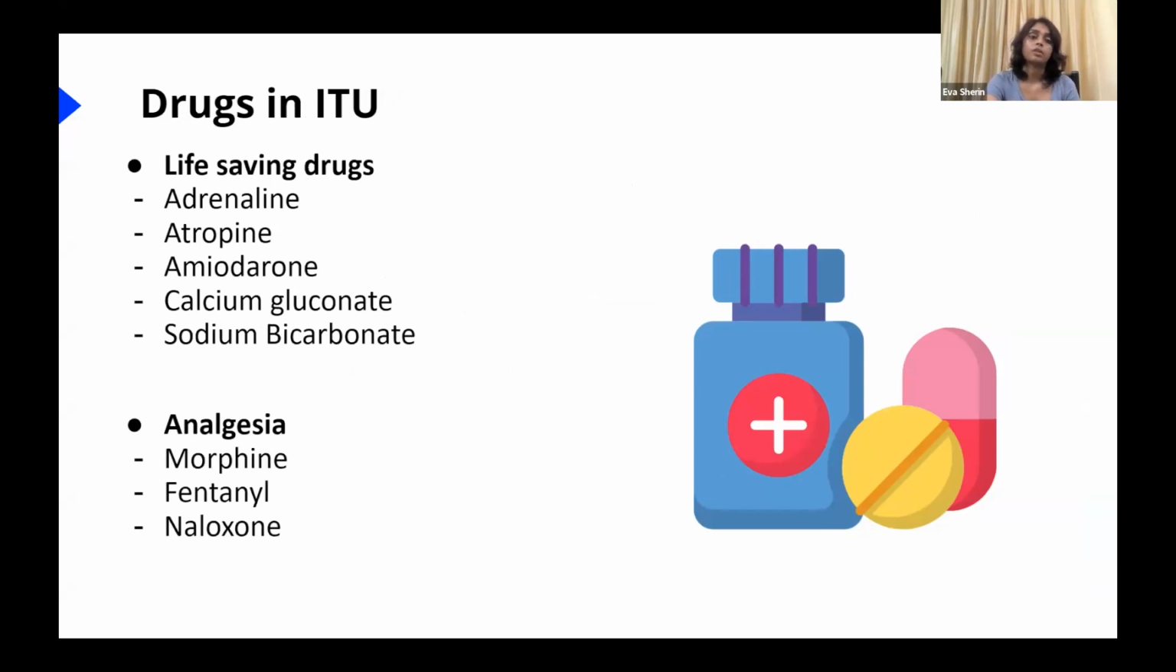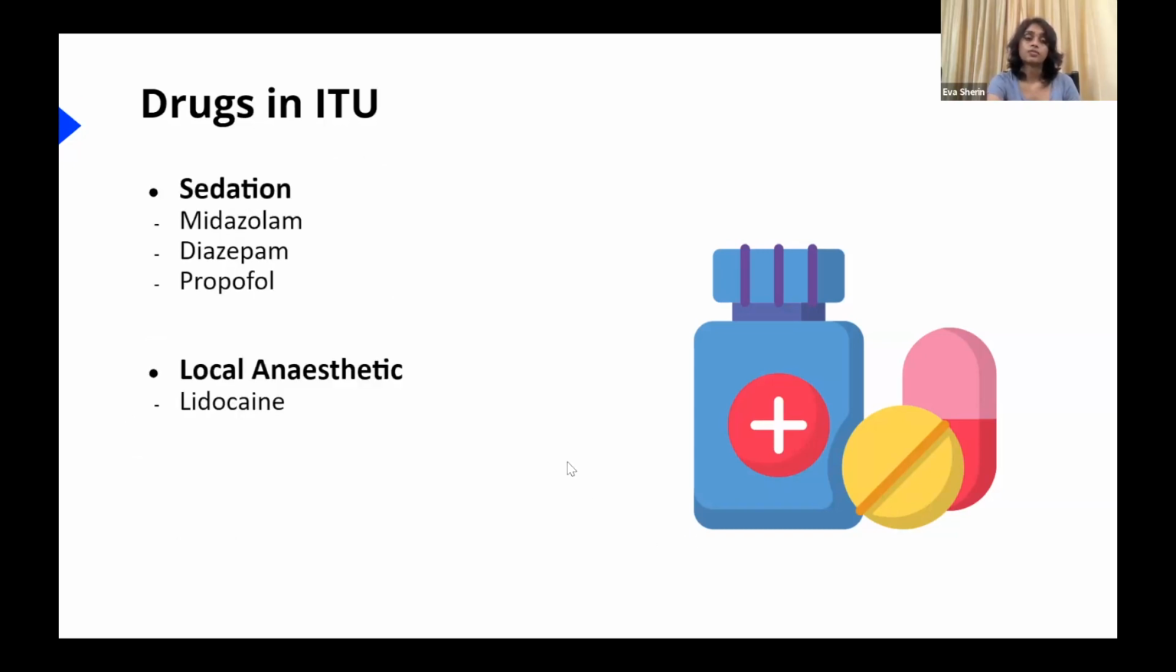So life-saving drugs that you see are adrenaline, atropine, and amiodarone, which are more related to your cardiac causes. Calcium gluconate for your hyperkalemia, and sodium bicarb when you mainly come across acidosis. Analgesia-wise, you've got morphine, fentanyl, and naloxone to treat any overdose. You've got drugs for sedation, such as midazolam, diazepam, and propofol, and local anesthetic ones such as lidocaine.